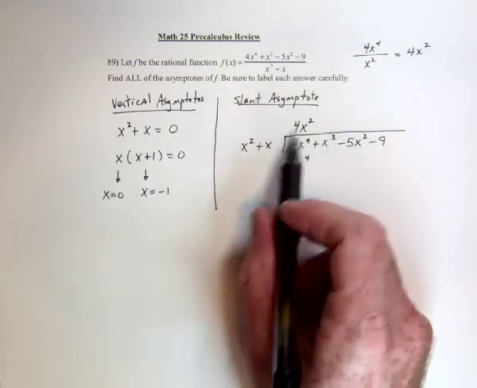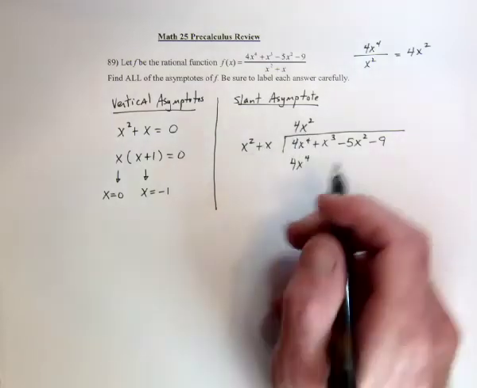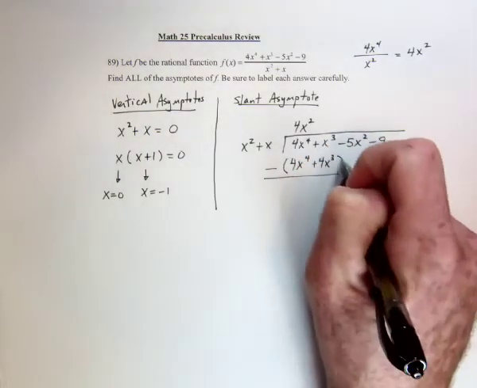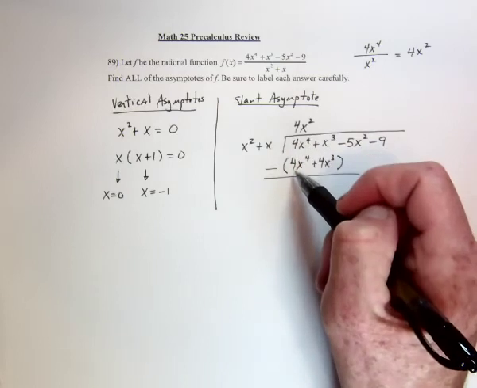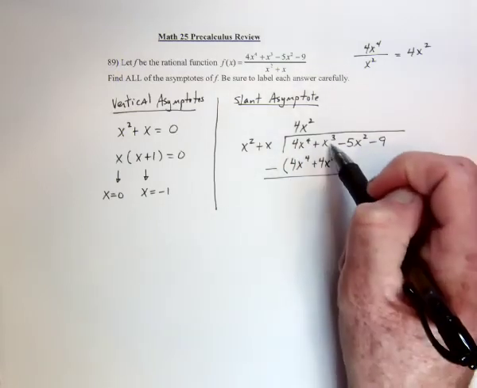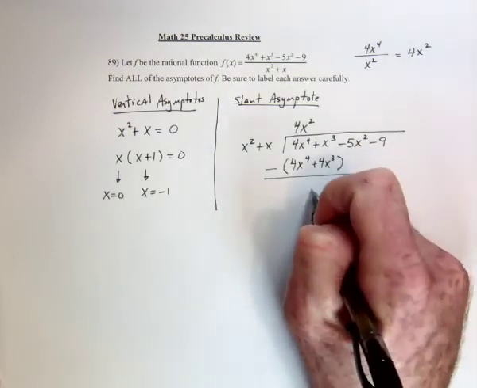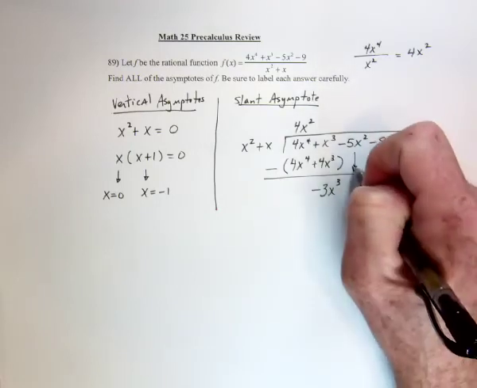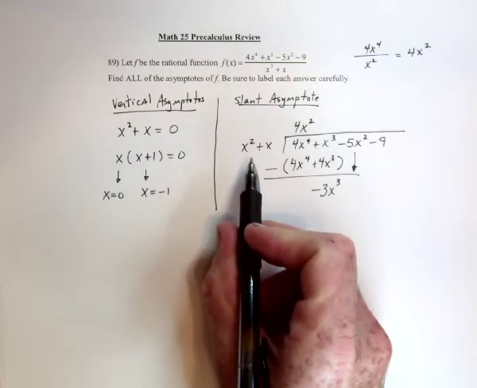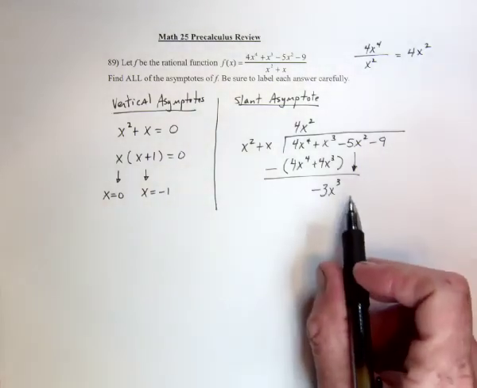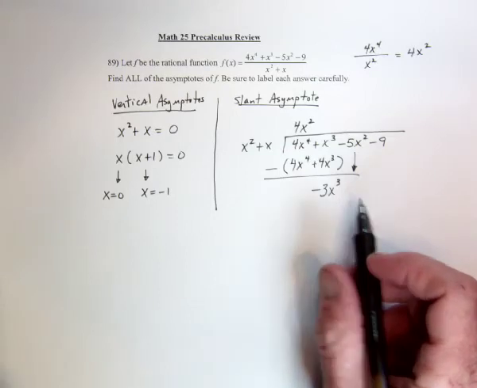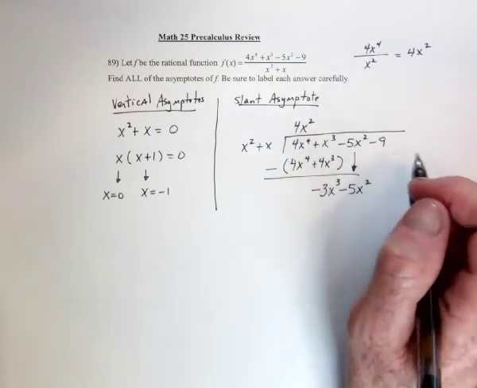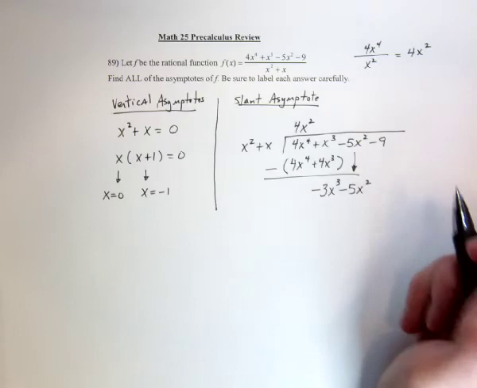Then we have to distribute, so this times that is the 4x to the fourth, then this times this will be plus 4x cubed. And now subtract. So when we subtract, these cancel, that was the whole idea. Over here we've got an x cubed minus 4x cubed, so that's negative 3x cubed. And then bring down this term. So this has two terms over here, so this over here should always have two terms. So minus 5x squared, you bring it down, and we're almost done.